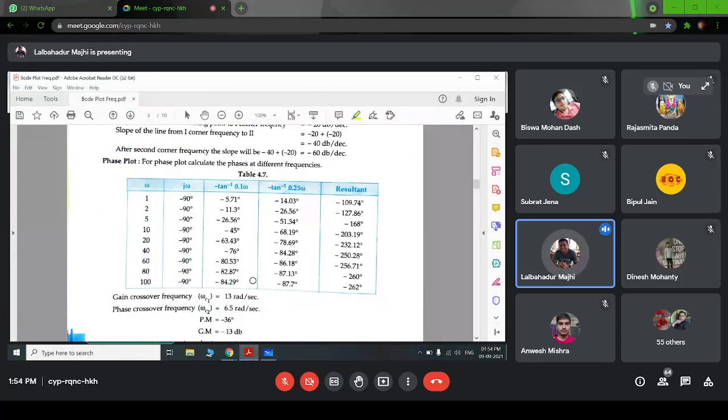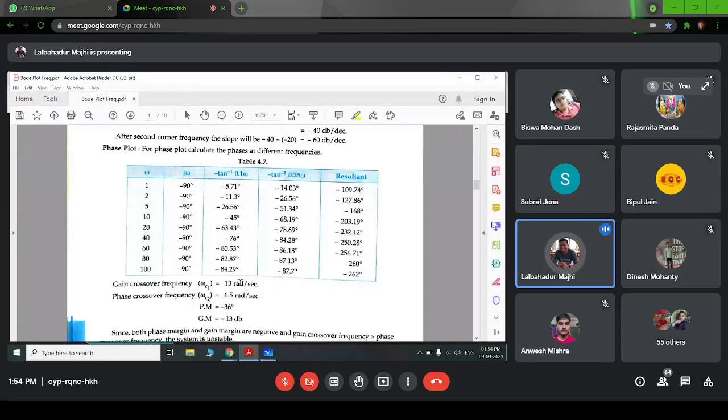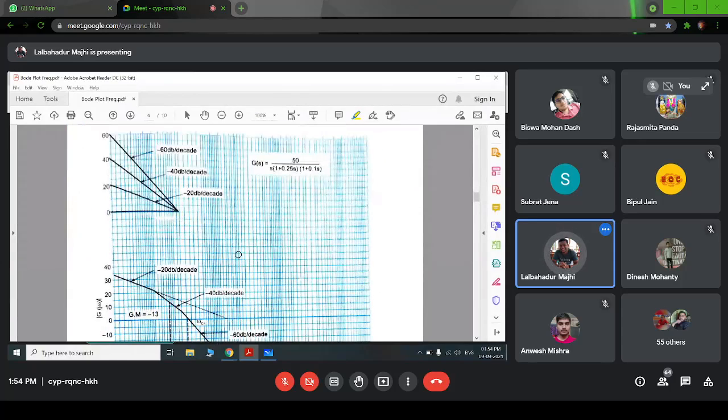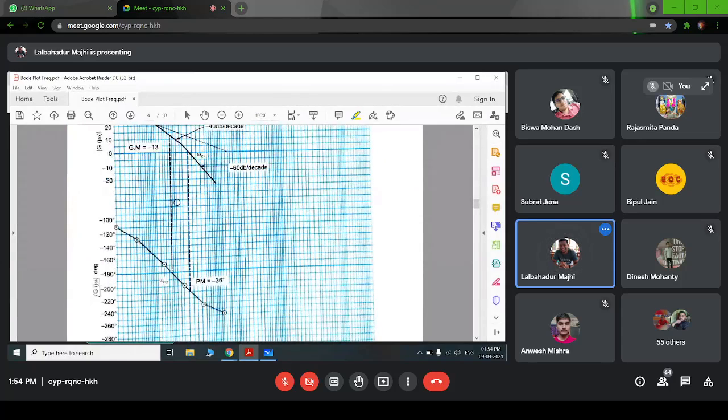But in the exact diagram, the gain crossover frequency is 13 radian per second, and the phase crossover frequency is 6.5 radian per second. So you can see the phase crossover frequency is less than the gain crossover frequency, so our system will be unstable. Similarly, the gain margin and phase margin can be calculated from this plot.